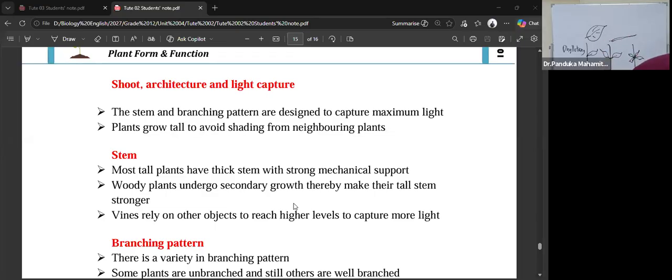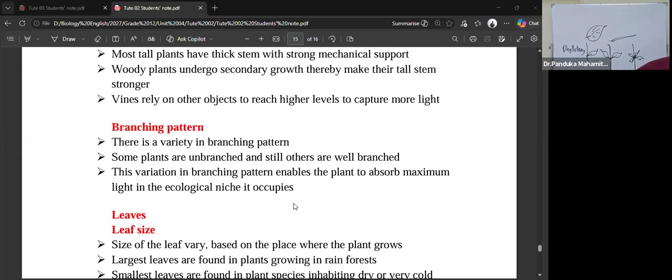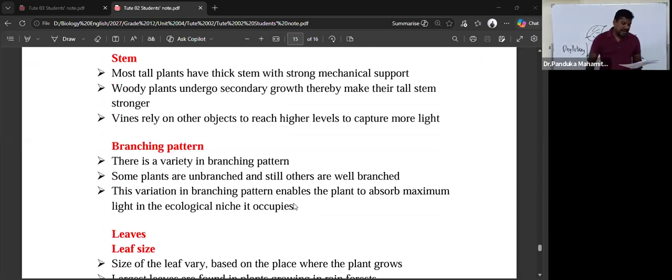Then about the branching patterns. There is a variety in branching patterns. Some plants are unbranched, like coconut and arecanut, and still others are well branched, right? So this variation in branching patterns enables the plant to absorb maximum light in the ecological niche it occupies, right? Okay, so that is about the branching.